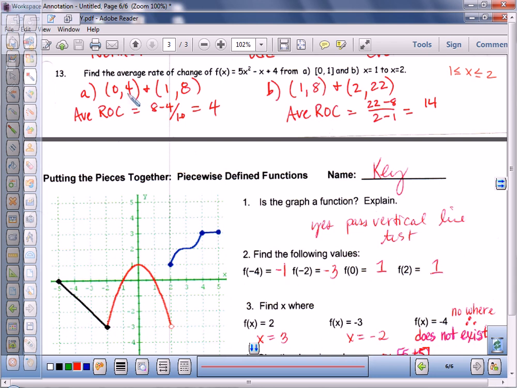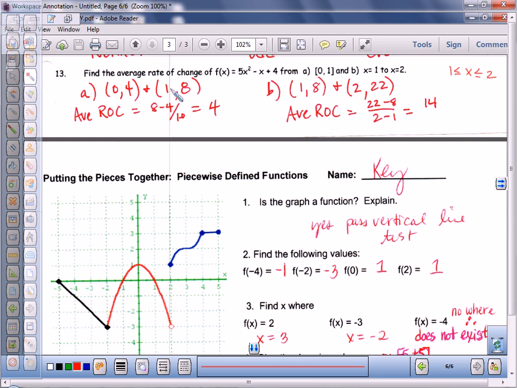Now, yesterday I had several people in each class go, well, shouldn't this be 25? Because when I plug in 1 and I square it, but if we look at this first term, this really means 5 times x squared. So we have to square the number first before we multiply it times 5. Okay? All right, and when we do, then we do y2 minus y1 over x2 minus x1, and we get 4. And then for part B, we get 14.